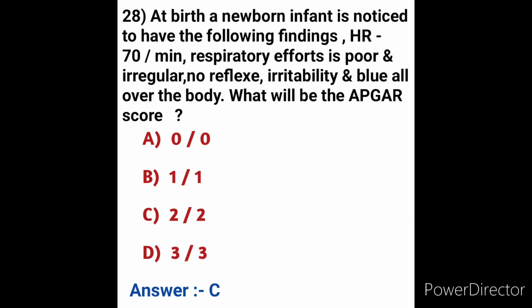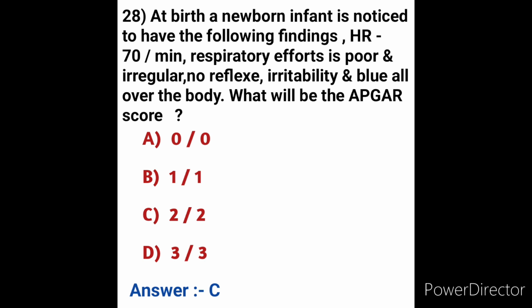Next move on to question number 28. At birth, a newborn infant is noticed to have the following findings. Heart rate is 70 beats per minute. Respiratory efforts are poor and irregular. No reflexes or irritability, and blue all over the body. What will be the Apgar score? We will see the options first.